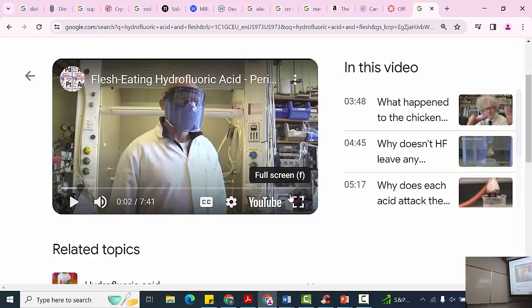So even though it's a weak acid, doesn't mean it's not reactive, because when we think about chemical properties, we think about three types of chemical properties. What are the three types of chemical properties?